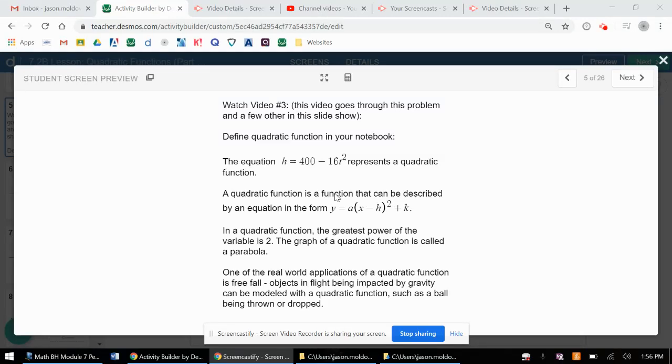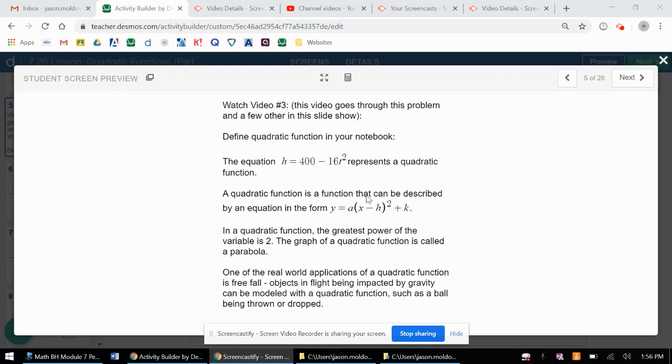The third video for the 7.2b lesson. We're going to now define a quadratic function. So this equation that was provided and will be provided, and we'll get a sense of what these problems are about once we start looking at example problems. This first one was more of an intro problem, but this was a quadratic function.